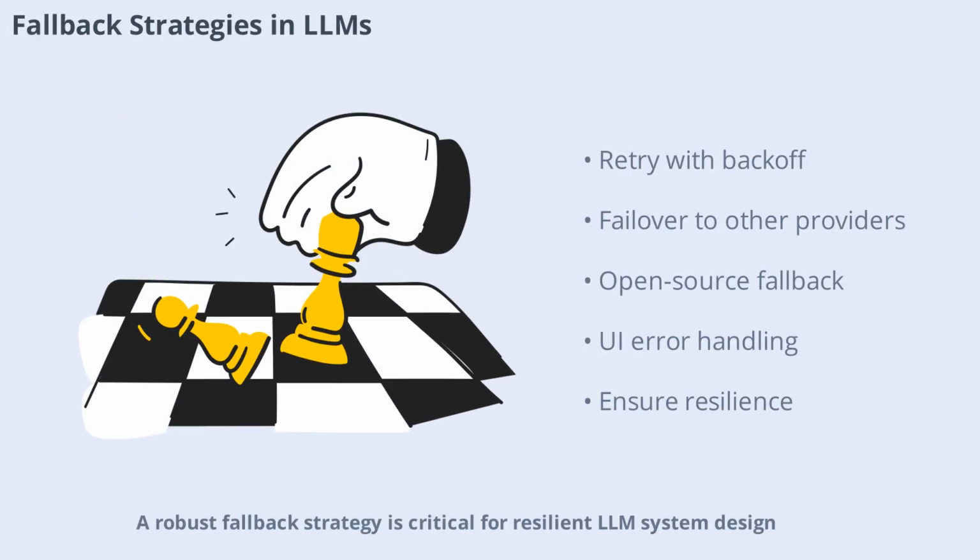Robust fallback strategy is critical for resilient LLM system design. If your primary API, such as Claude 3.5, hits a rate limit or returns an error, follow a tiered approach. First, retry with exponential backoff. Next, fail over to an equivalent model on a different cloud provider. Then fall back to a lightweight, highly available open-source model. And finally, return a polite, pre-composed UI error state if all else fails. This ensures continuous service and a smooth user experience.